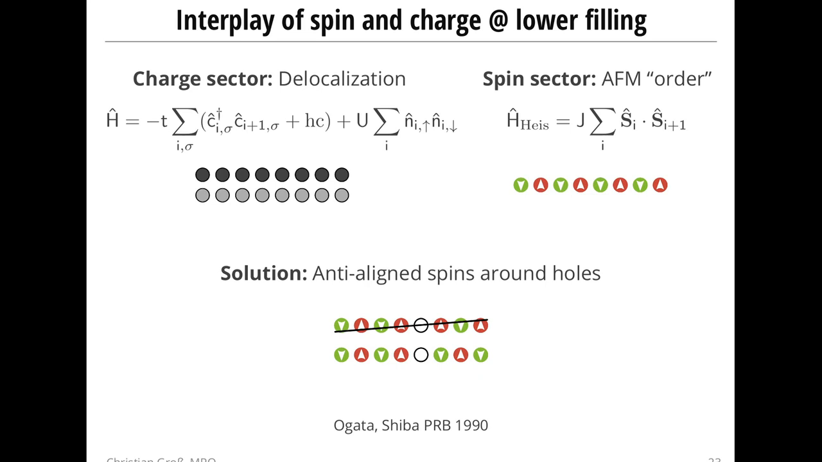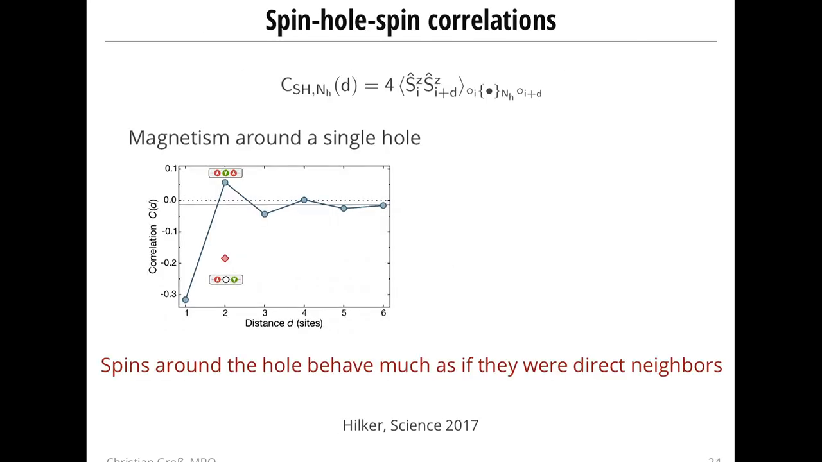So let's assume we have a situation where we have a spin up, a hole, and another spin up. Now, if the hole moves here, it would cost one J of energy. J is the spin exchange energy here, because you have two spin ups next to each other instead of a spin up and a spin down. On the other hand, if you have a spin up and a spin down around the hole, this hole can freely delocalize as much as it wants, and the spin order is fully intact. If this is the ground state, that means the spins and the holes don't couple, they don't care for each other. And that is what we tested in our experiment.